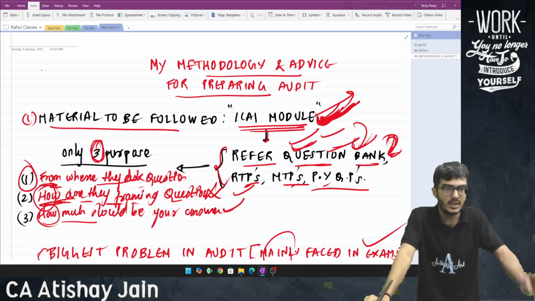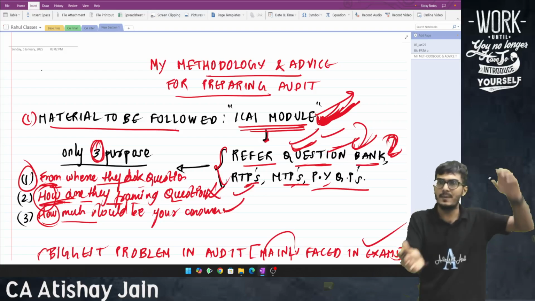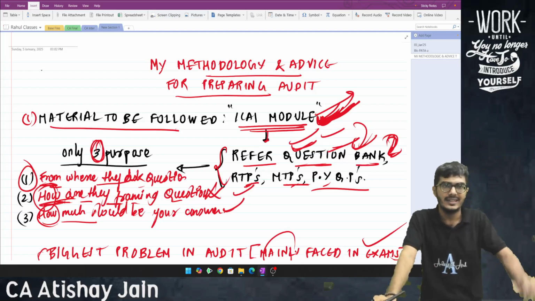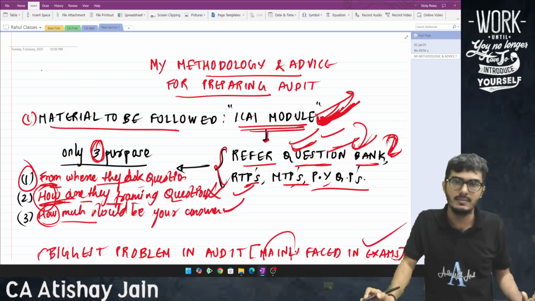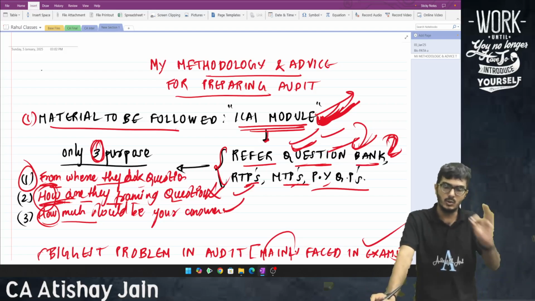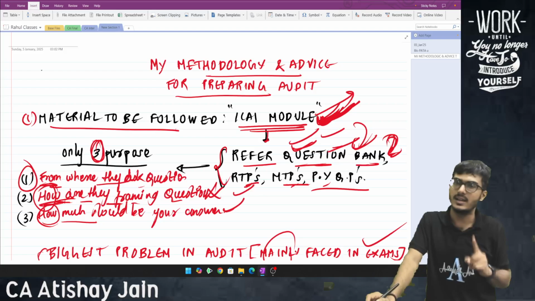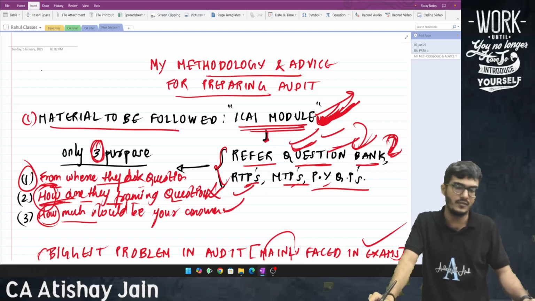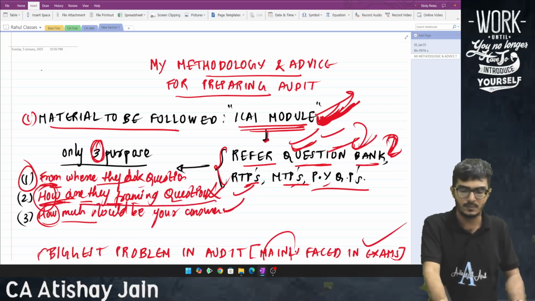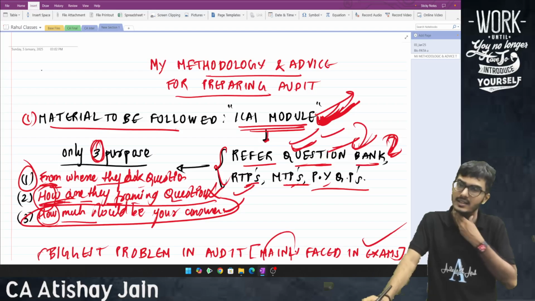Because sometimes the question is in such a way that they are not expecting the entire answer which is printed in the module. They are expecting only those 4 main points, and that is possible only if you refer to the question bank. So the 3 main reasons to refer to your question bank are simple: from where they ask questions, how they are framing questions, and how much should be the size of your answer. Because this last problem is faced by students in the examination.